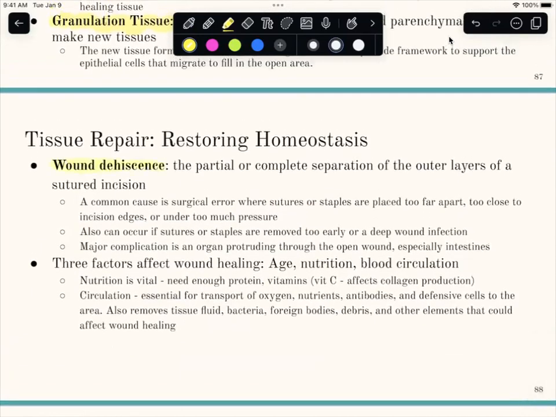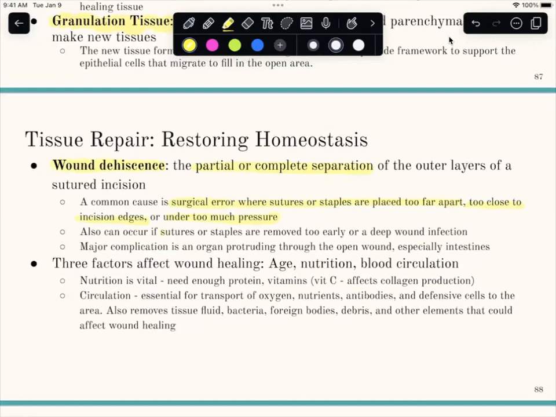Wound dehiscence. Those of you going into nursing, you will hear this a lot. That is when there's a partial or a complete separation of those outer layers. So a surgical incision can form a wound dehiscence. When we get to, might be the nervous system, there's different areas within this section we'll talk about what happens with where incisions are and how they heal. Somebody puts in sutures that are too far apart, staples that are too far apart. You put something too close to the ends of those incisions, too much pressure, say on your stomach, and then that wound opens back up.